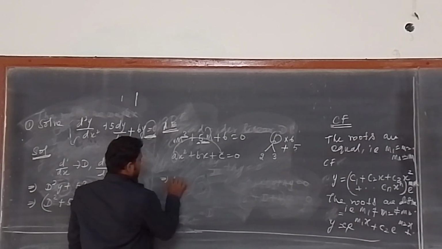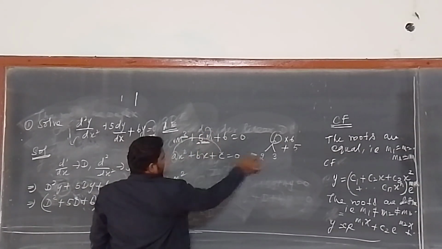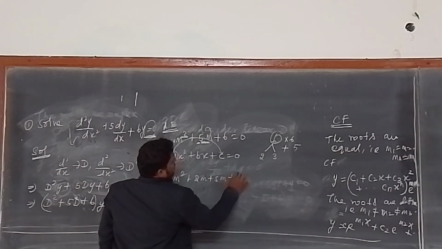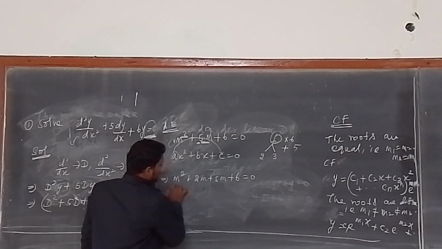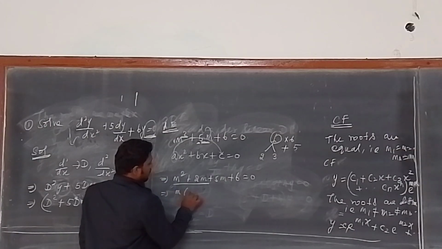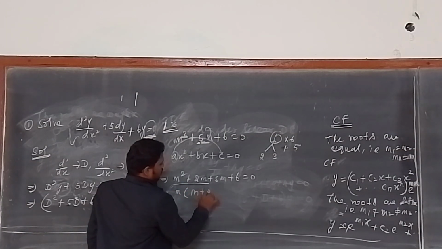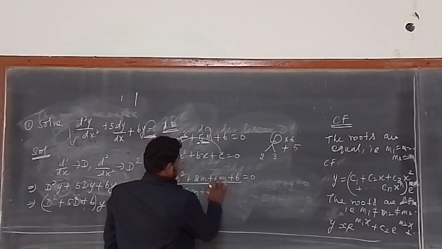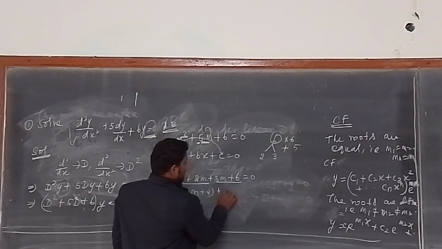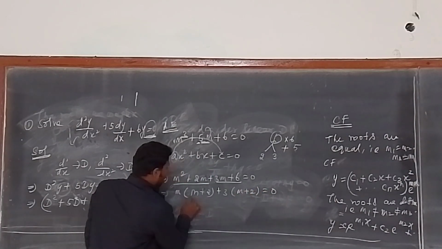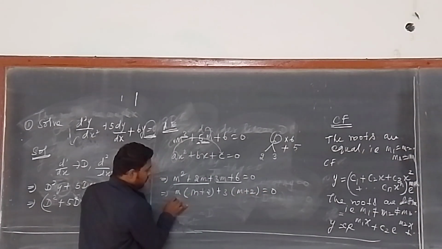So the equation is m² + 2m + 3m + 6 equal to 0. First, we take the common terms. So m is common in the first two terms: m(m + 2), plus 3 is common in the others: 3(m + 2), which gives (m + 2)(m + 3) equal to 0. What is the common term we have taken here?